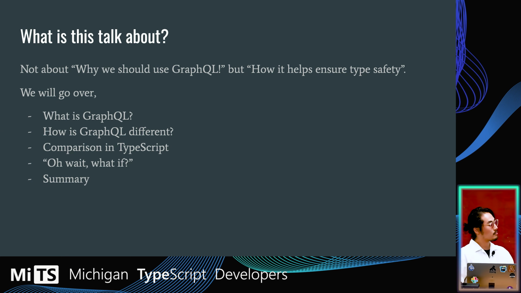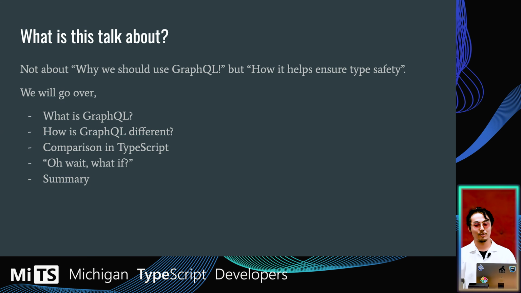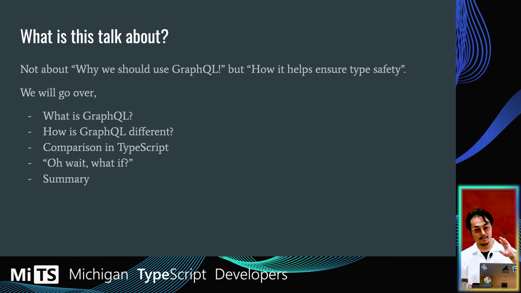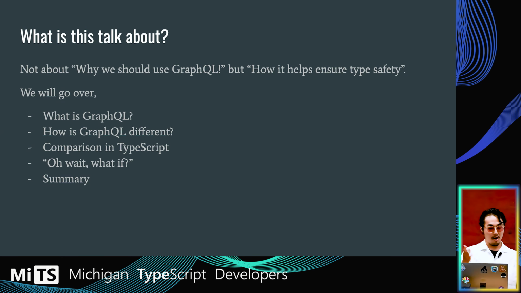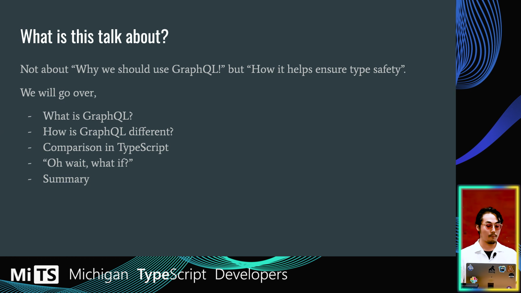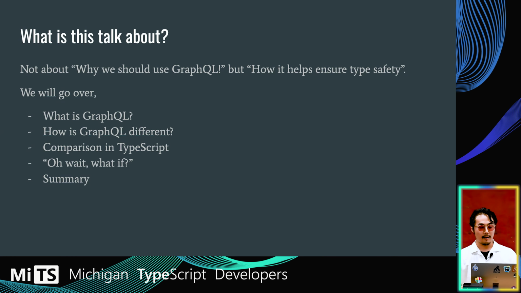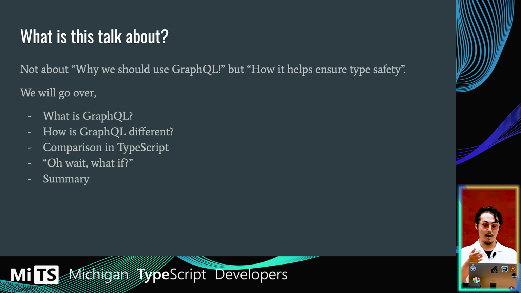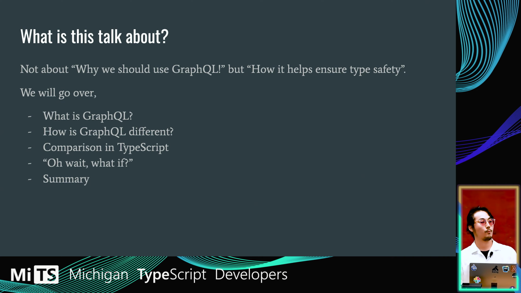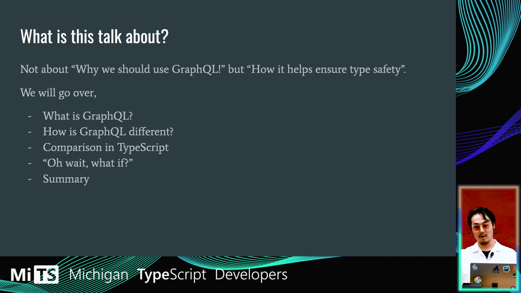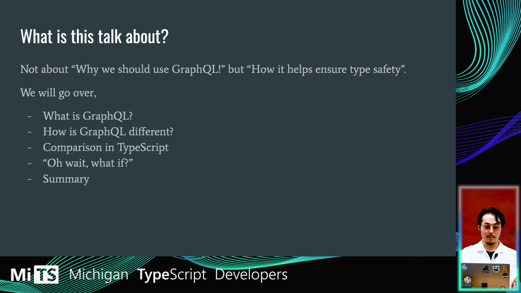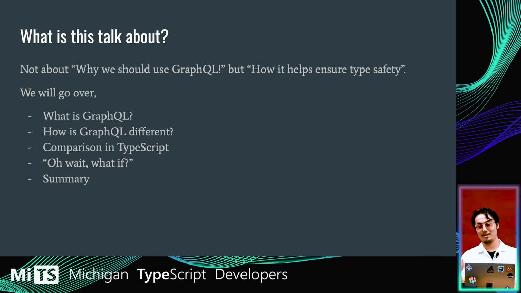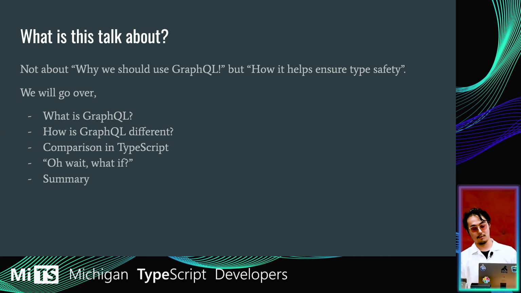What is this talk about? It's not about why we should use GraphQL, but how it helps ensure type safety. So I'm not trying to sell GraphQL to the audience here. We will go over what GraphQL is and how it is different, and a comparison in TypeScript of how it's implemented with REST API versus GraphQL. And we're going to talk about what-if situations, and then a summary. That's the agenda of this talk.